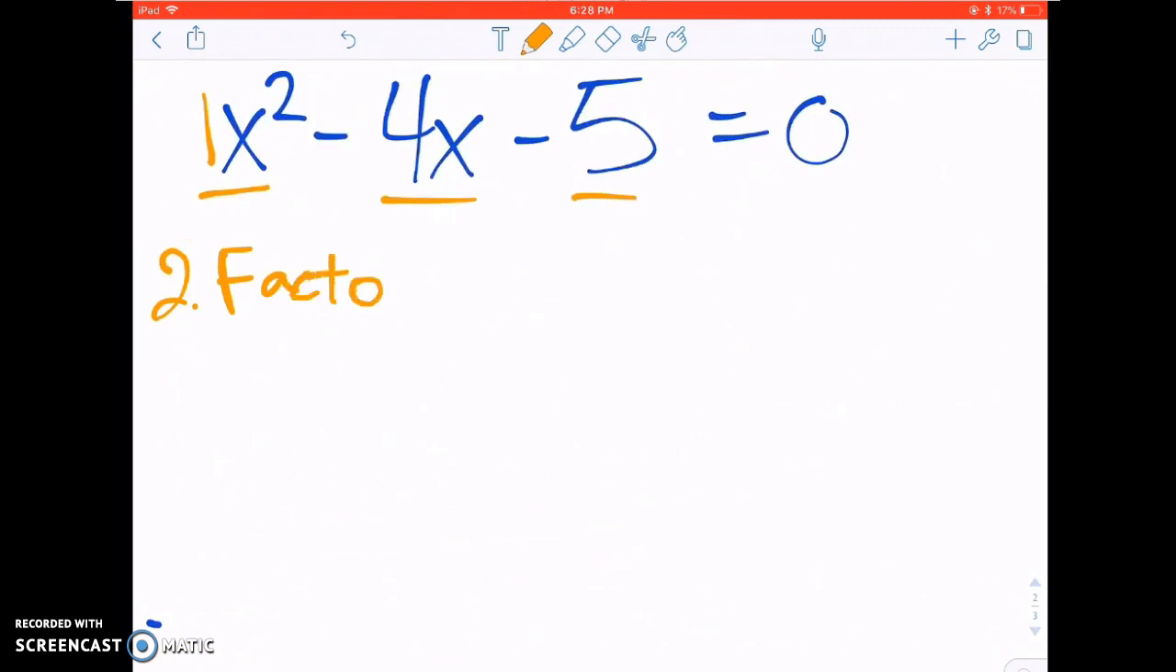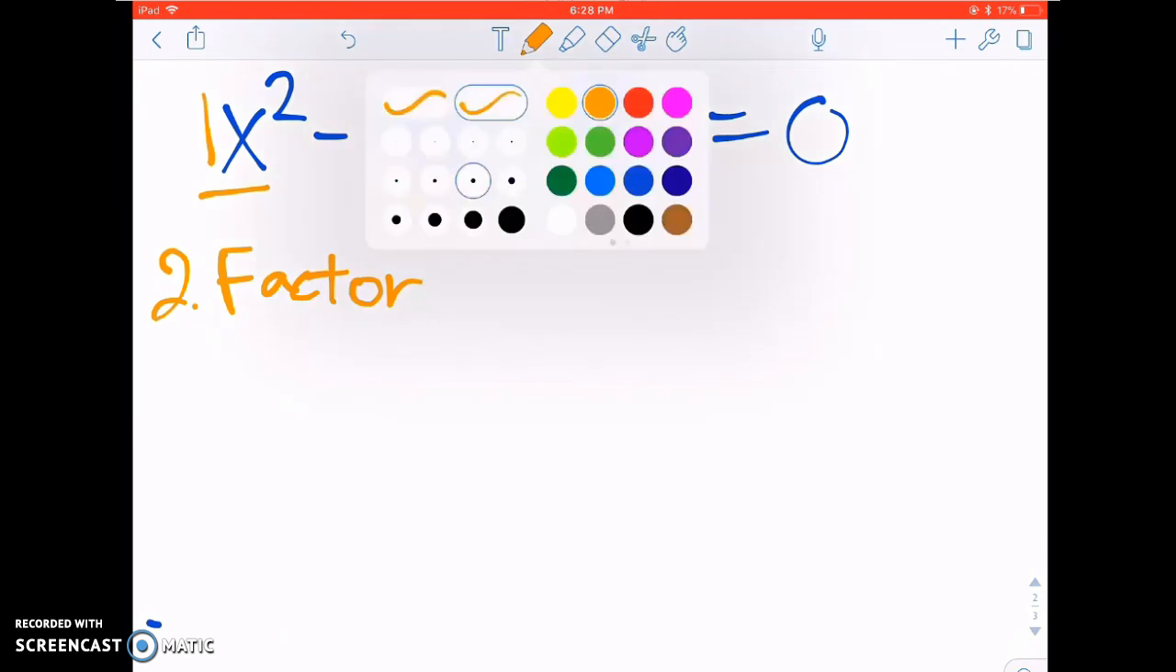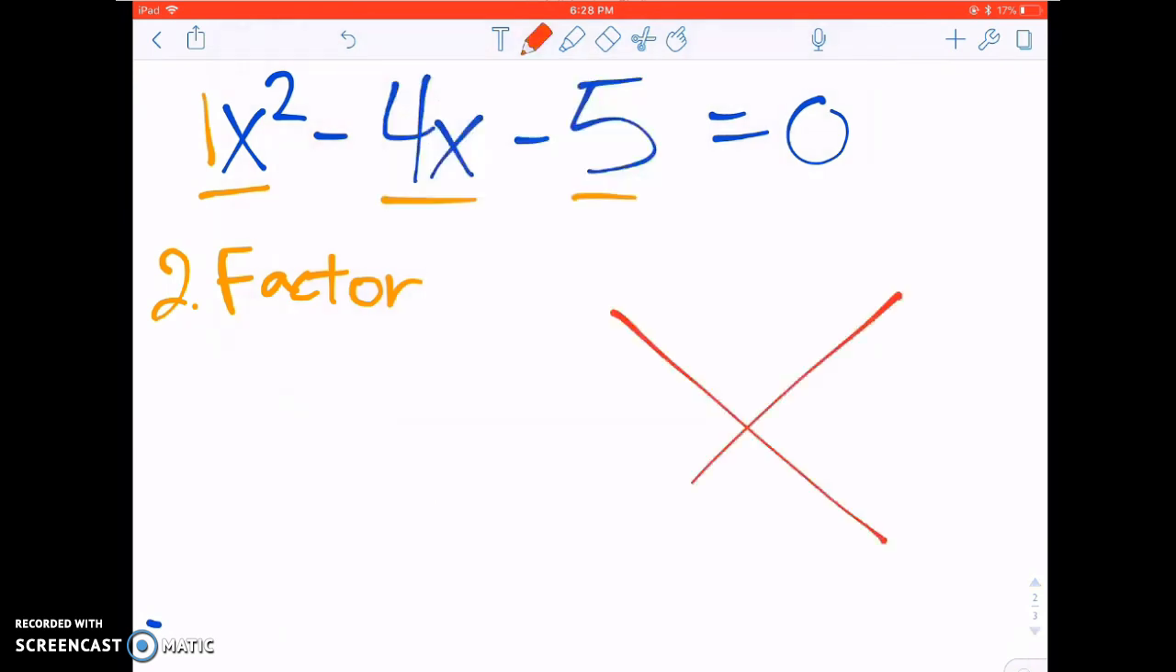Now, this is a blast from the past for you guys. Here we go. Remember what goes on top? A times C. A is 1, C is -5. I think that's just a -5. On the bottom goes what? Hopefully you're thinking B, which is -4.